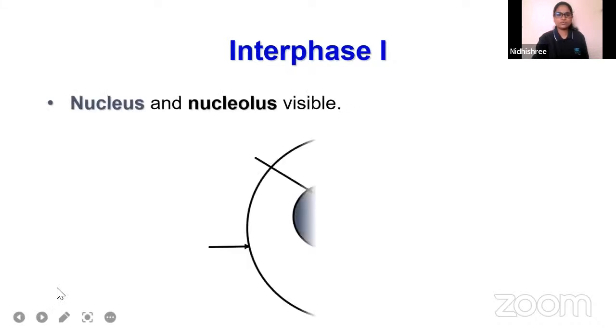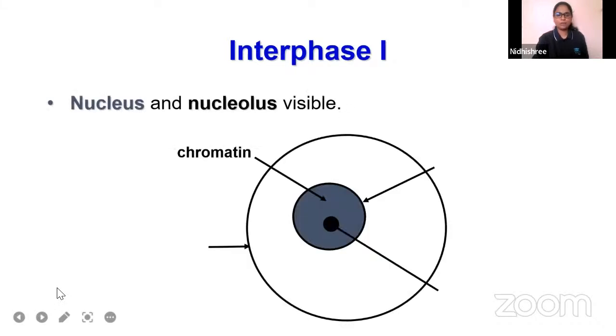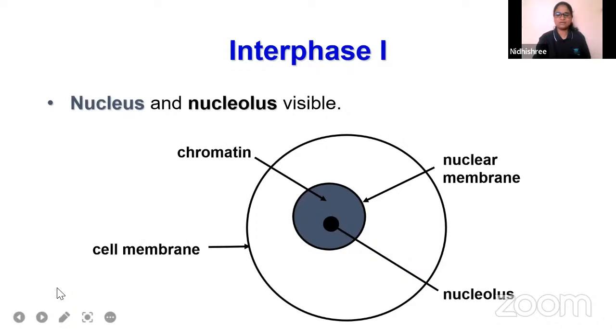So option B is the right answer, guys. Next. What is visible in interphase 1? Nucleolus will be visible. Chromatin is present. Cell membrane will be visible. Nuclear membrane will be visible.